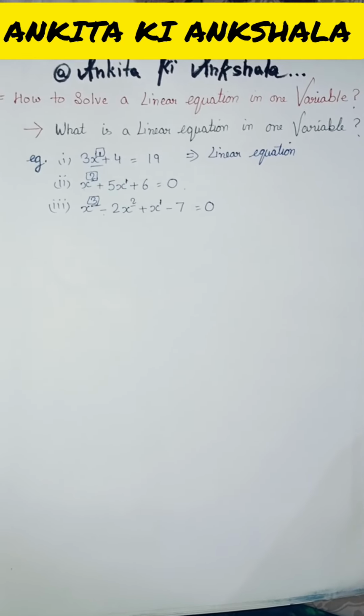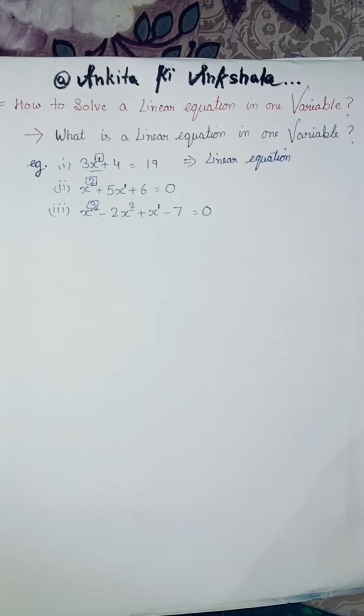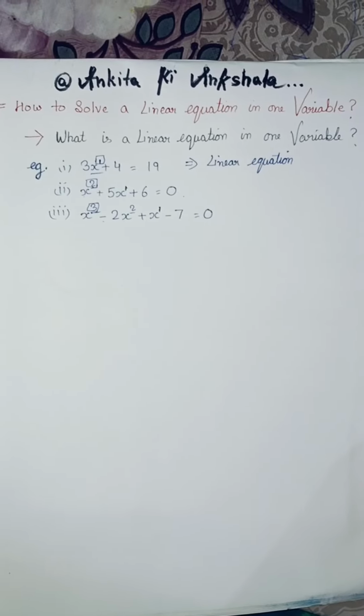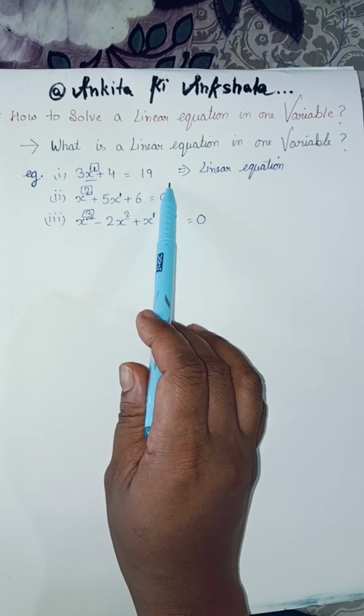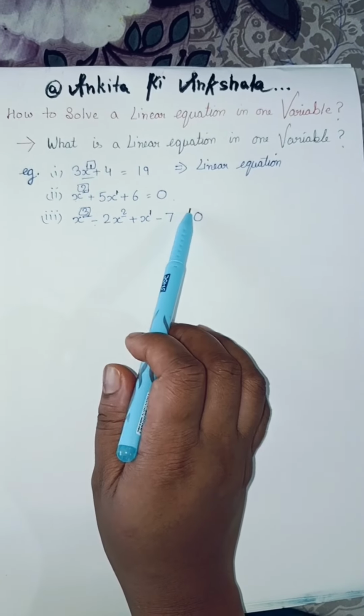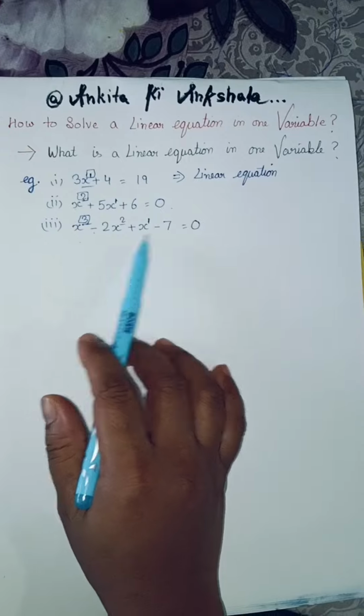So today's topic is how to solve a linear equation in one variable. Before learning to solve, we have to understand what a linear equation is. See, I have three types of equation: 3x plus 4 equal to 19, x square plus 5x plus 6 equal to 0, and x cube minus 2x square plus x minus 7 equal to 0.